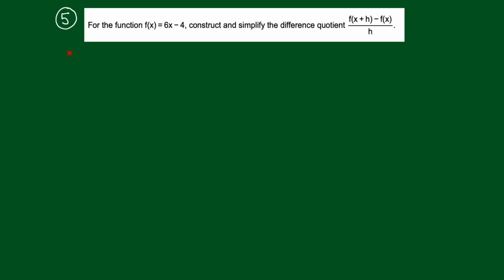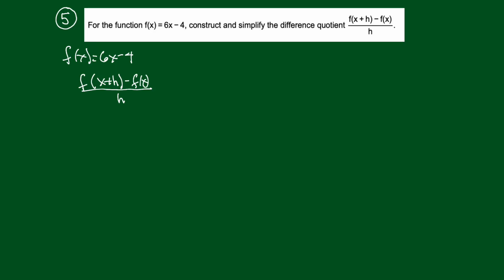So here's our function. I'll just write it here so I have it, so I can get a feel for it. It is 6x minus 4, and what I want to do is compute this. f of x plus h minus f of x itself, and then divide the whole thing by h. Now here's a hint. You'll know if you're doing this correctly if at the end all the h's drop out. There should be no more h's.